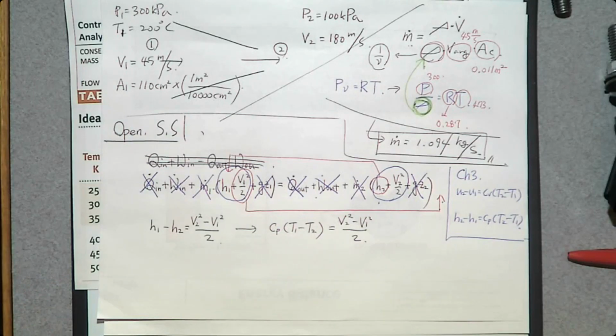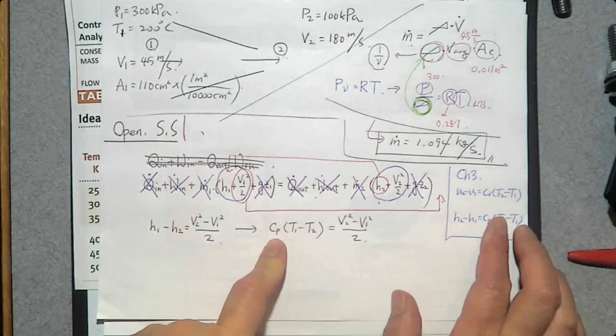Then we want to determine this exit temperature. And do we know the inlet temperature? Yes, 200. Do we know the inlet velocity? Yes. Do we know the exit velocity? Yes. So if you know CP, you can determine T2, no problem. So let's find this CP.